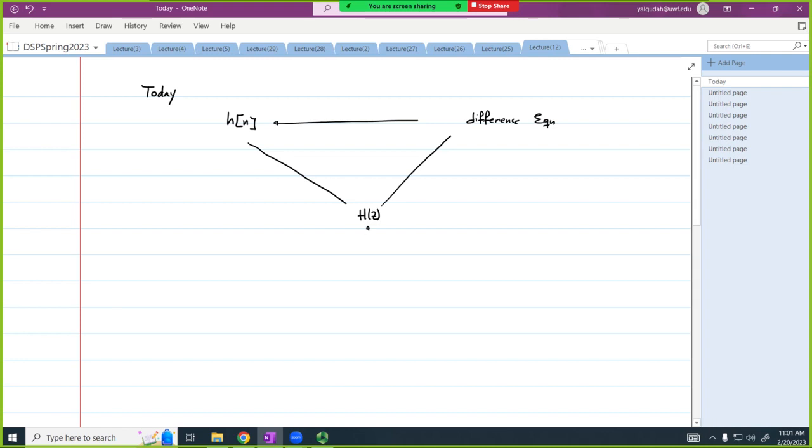And of course, if we have H(z), then we also have H(e^jω), which is the frequency response. So if I have h(n), how did we go to get H(z)? Z transform. So if I take the Z transform, I can get H(z), and vice versa. If I have H(z), I take the inverse Z transform, and I will get h(n). And if I have H(z), how do I get H(e^jω)? Just plug in z equal e^jω.